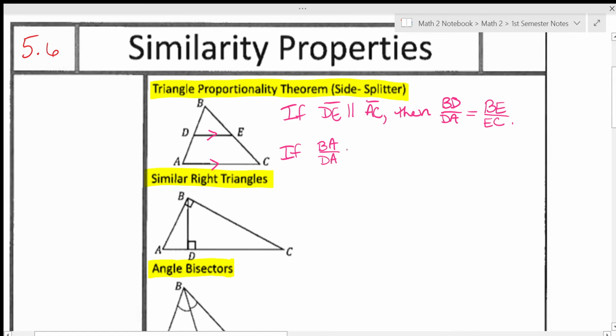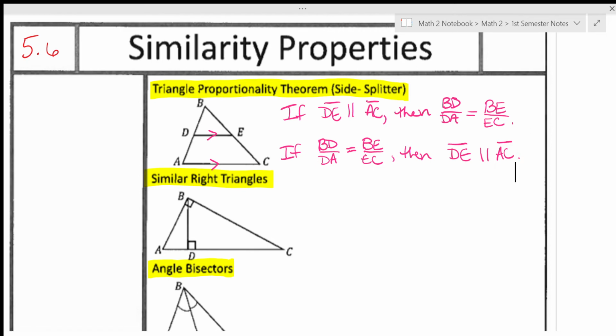This one is, if we know that BD over DA is proportional to BE over EC, then these sides are parallel. Okay, so that's our first idea. We're going to do some problems with that.